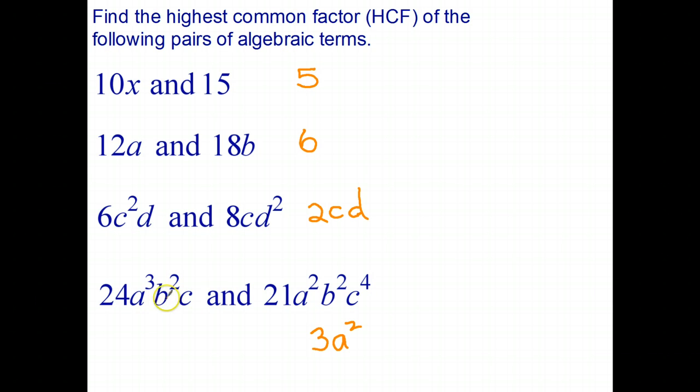Okay, this is b times b, and that's b times b. So both of these terms contain b squared. So that's part of the common factor. And this term here contains a single c, that contains c times c times c times c, 4 c's. So common to both of those is a single c. So c is a factor of that expression, and c is a factor of that expression. And there we have it. There's the highest common factor of those two fairly scary looking expressions.